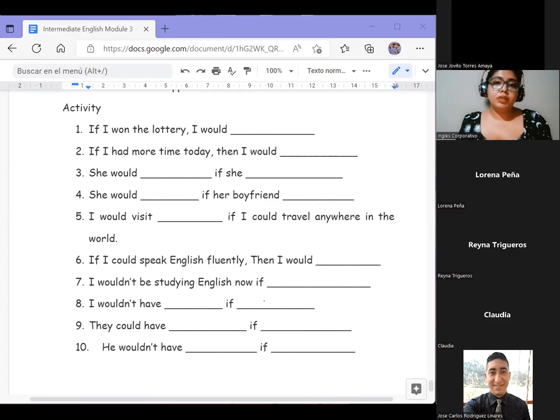Then it says, if I won the lottery, I will buy a house. Good. I will visit Canada if I could travel in the world. She will have eaten if she were more organized. Good. Thank you.